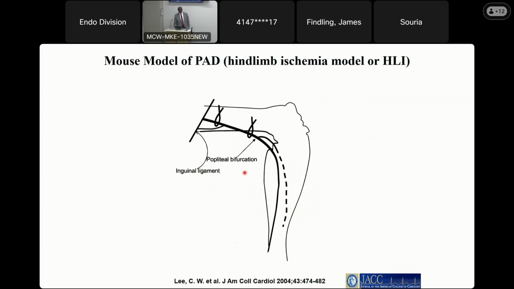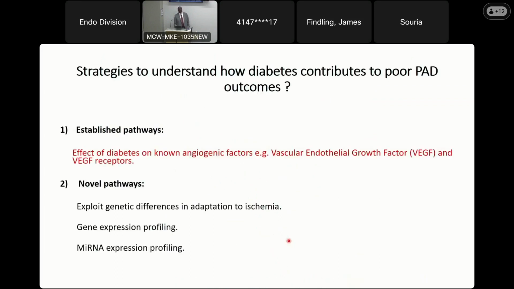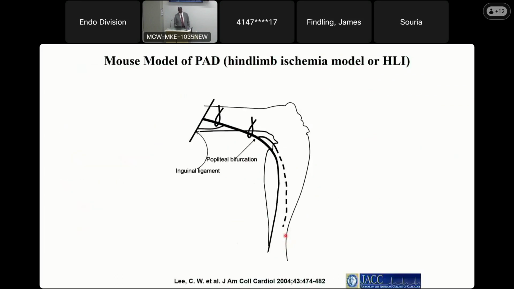And we can then study blood flow recovery in this tissue that's distal. We can look at gene expression, microRNA expression, protein expression. We can look at a variety of things. People who are interested in looking at collaterals or studying collaterals can look upstream here to look at collateral formation and the processes involved in that.